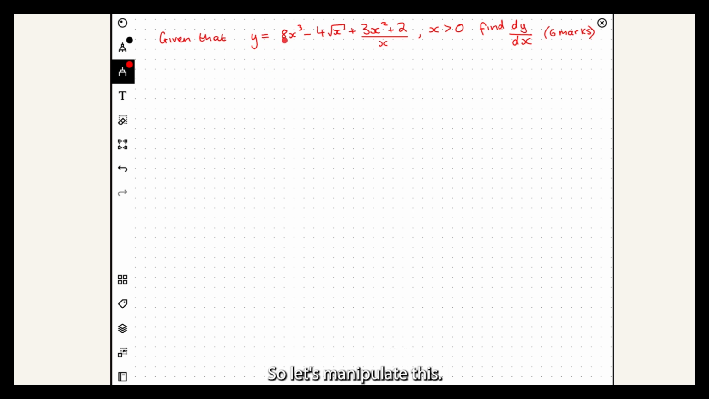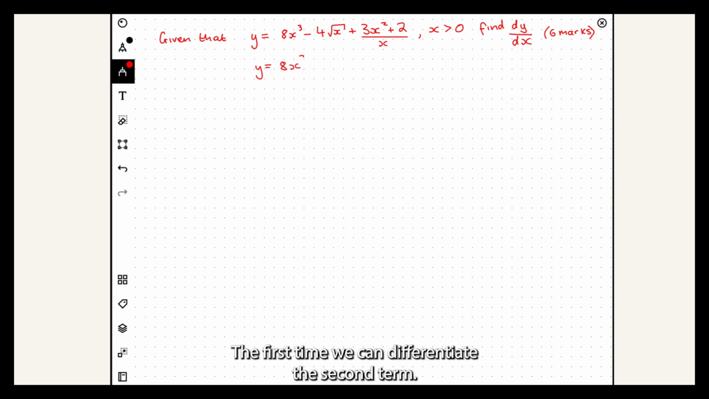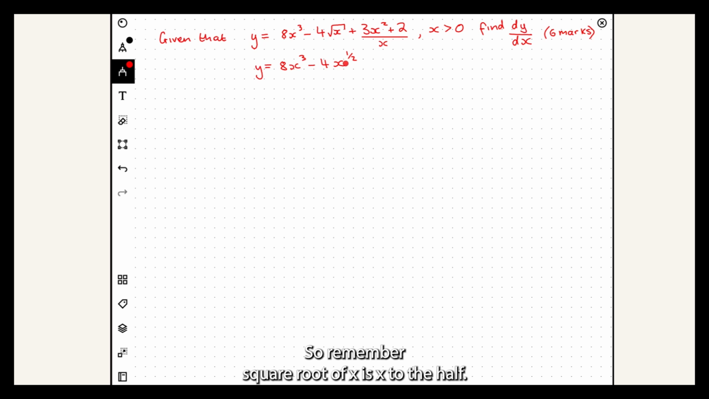So let's manipulate this. The first term we can differentiate. The second term, if I change it to x to the half, I can then differentiate this. So remember, square root of x is x to the half. Then this term here I'm going to split into 2, because it's a fraction, I can split this up like this. 3x squared plus 2 over x is the same as 3x squared over x plus 2 over x.